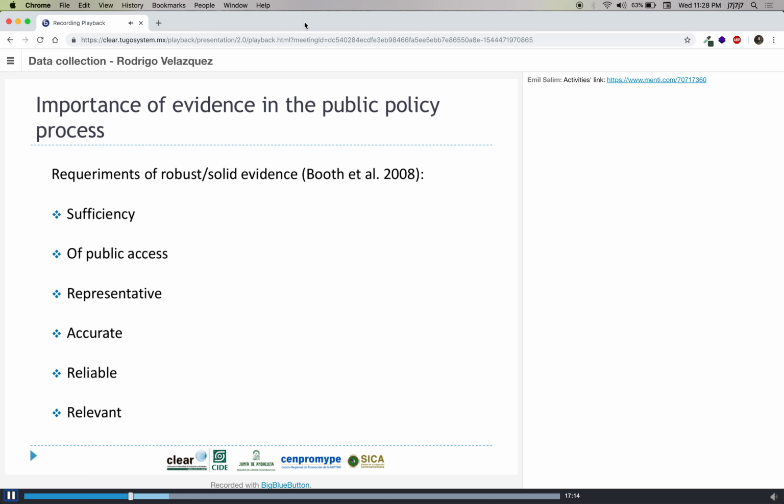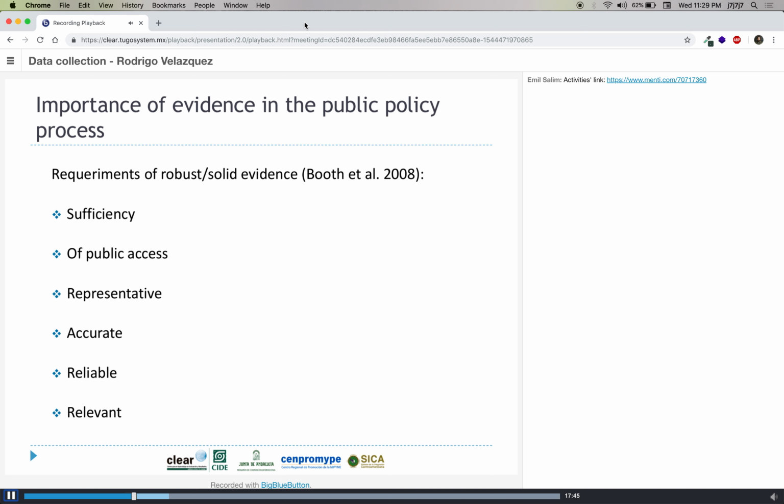So the first characteristic has to do with sufficiency. And what do I mean by sufficiency? Well, it has to be enough. For instance, if we do not have enough information or evidence concerning this theory of change or hypothesis, it is not going to be proved. So evidence has to be sufficient or enough.